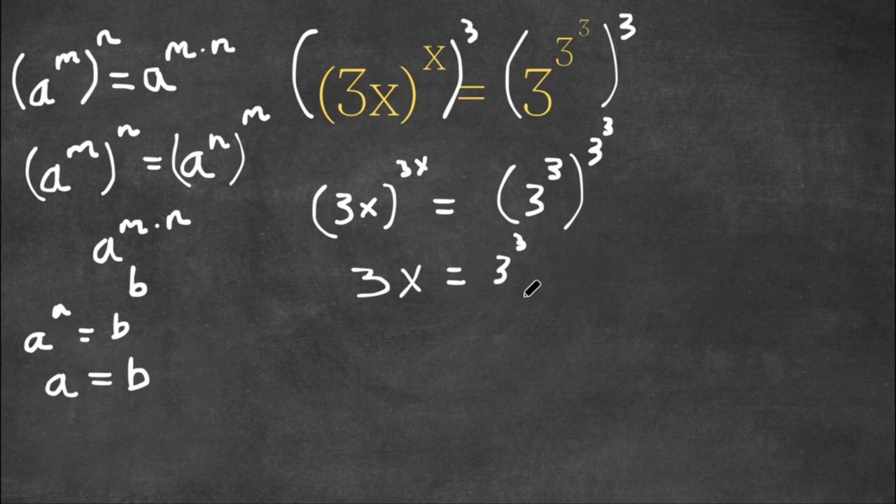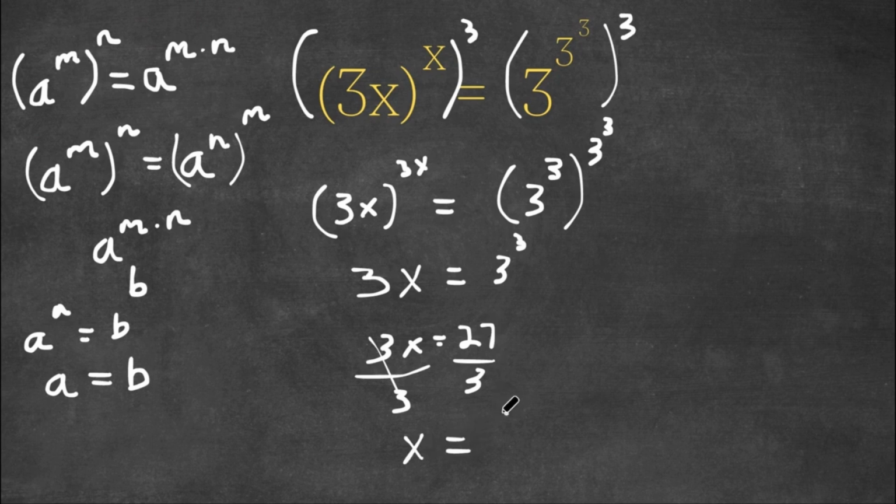Now, we can do this in two ways. Our first way is doing 3 to the power of 3. Well, 3 to the power of 3 is 27, so we get 3x = 27, and if we divide both sides by 3, this cancels out, and we get x is equal to 27 divided by 3, which is 9.